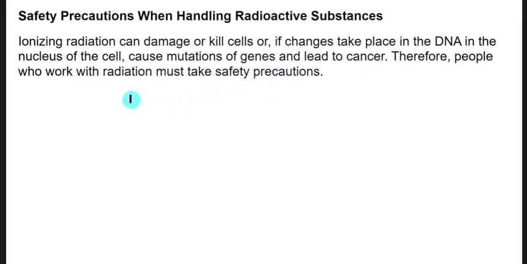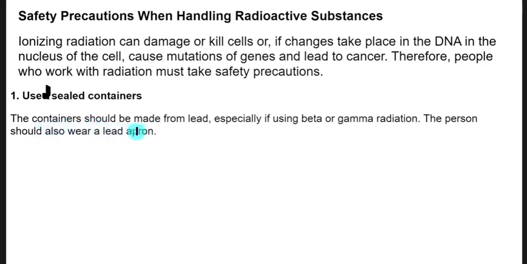Those who work with radiation should take safety precautions, which are: number one, use sealed containers. They must always use sealed containers to keep radioactive material. The container should be made from lead. The same container where they are storing radioactive material should be made from lead, especially if using beta or gamma radiation.